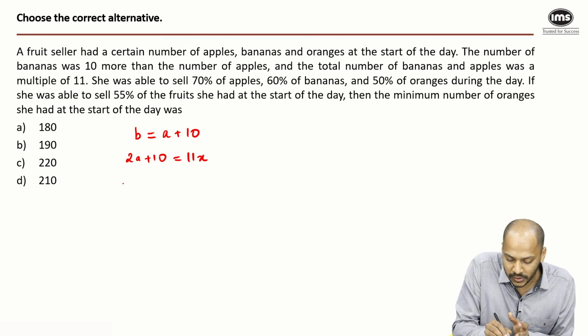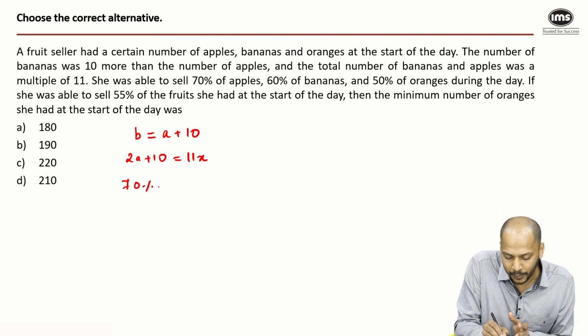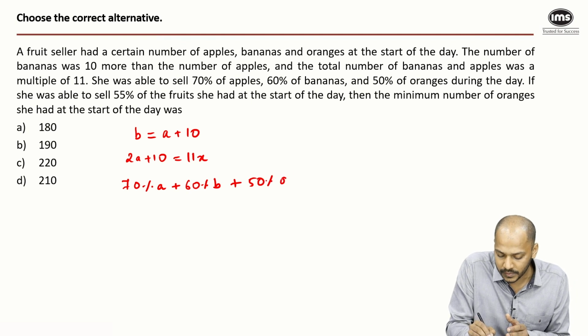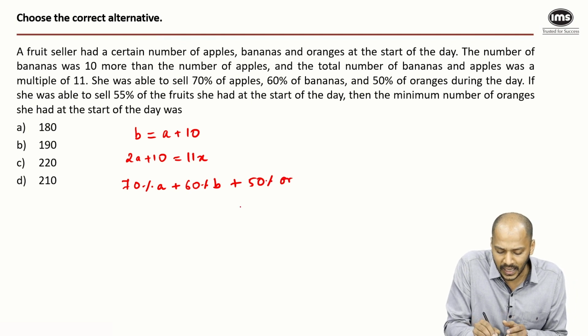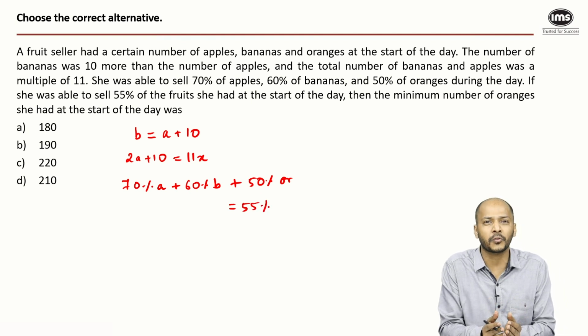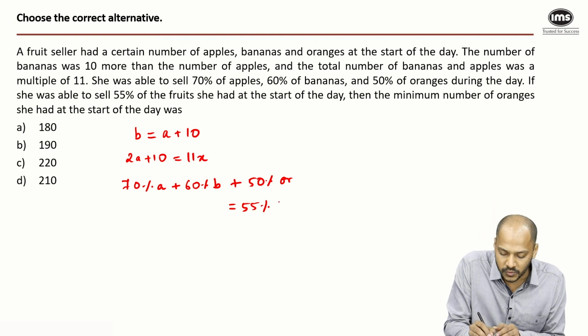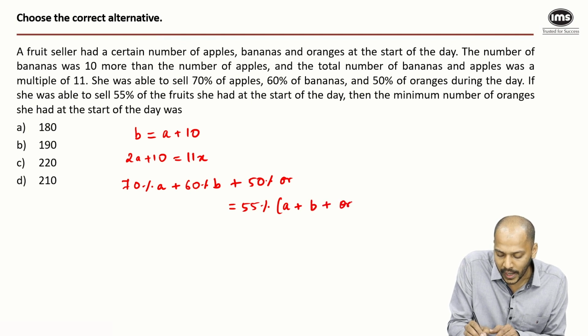So she was able to sell 70% of the apples plus 60% of the bananas and 50% of the oranges, and this was equal to 55% of the total fruits. What was the total number of fruits? She had A apples, B bananas and O oranges. So this was 55% of A plus B plus O.